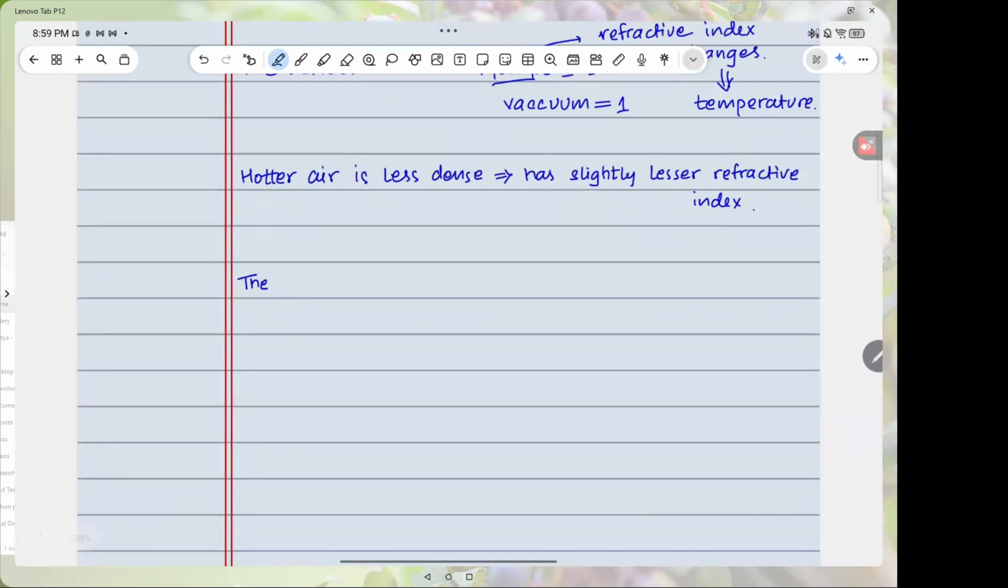So the random flickering or wavering, wavering means seeing as waves, of objects seen through a turbulent stream of hot air.